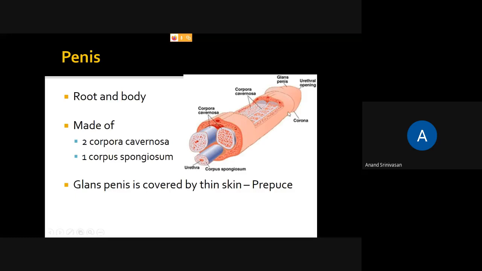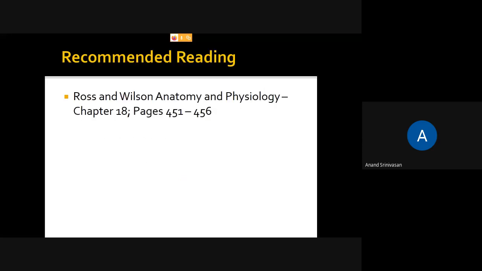What is the glans penis? It is the enlarged portion of the corpus spongiosum. Which tissue is helpful in maintaining the erection of the penis? Corpus cavernosa. The penile urethra passes through which part of the penis? It passes through the corpus spongiosum. All right, so these are some of the structures which you need to know in the male reproductive system.